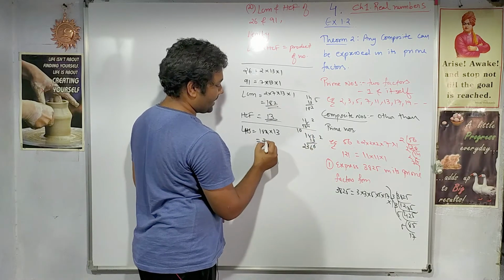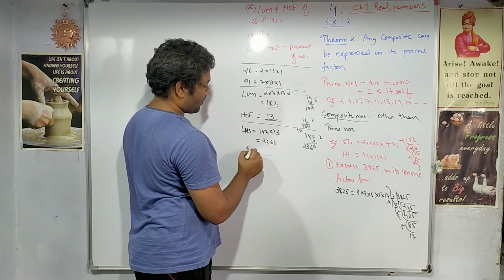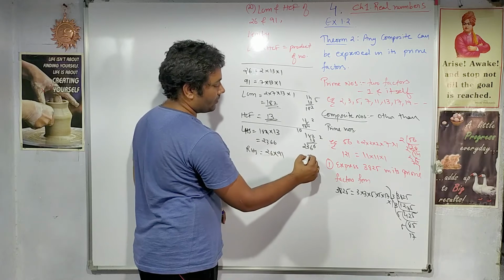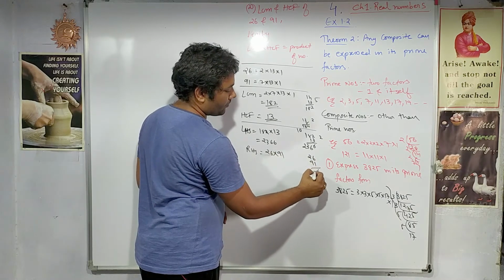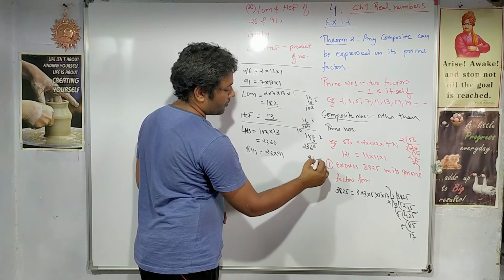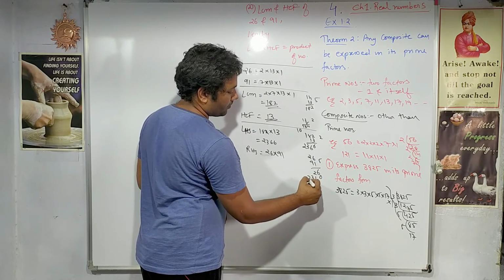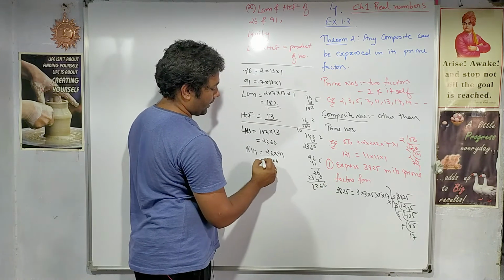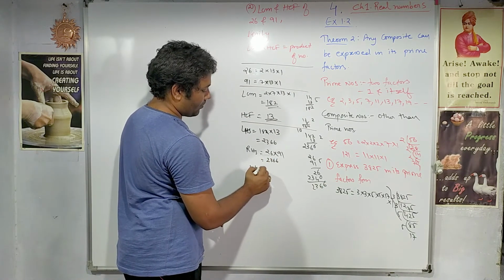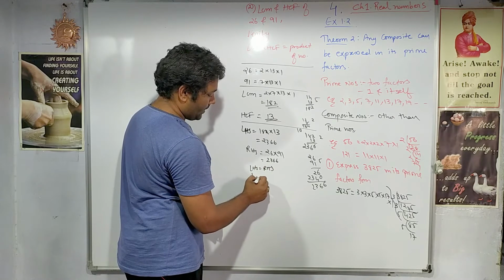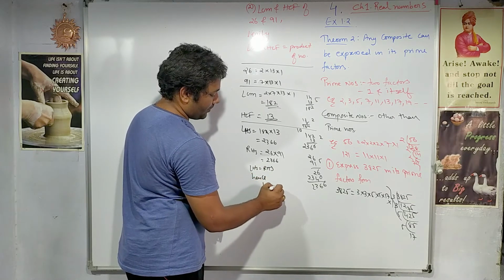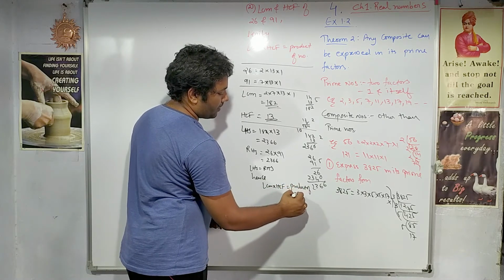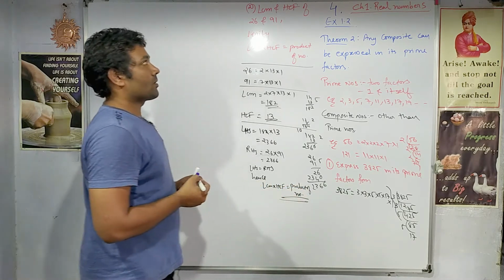So 2366, right? Now we solve RHS. RHS is the product of two numbers, so 26 into 91. Let us multiply. So it is again 2366. So LHS equal to RHS. Hence we can say that LCM into HCF is equal to the product of numbers. That is what the solution is.